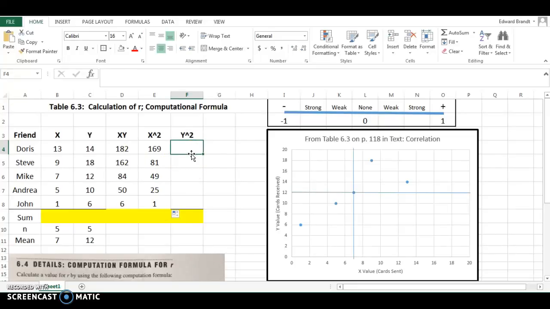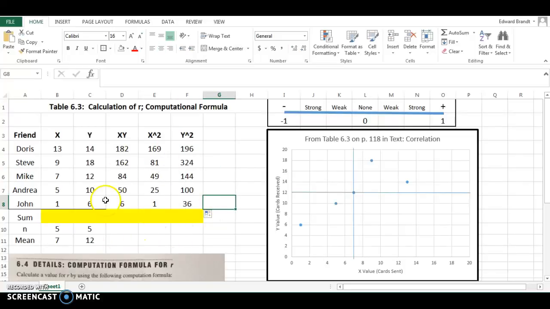I'm going to do the same thing for the y. Hit equals. It's the y value. Shift 6 for the caret, squared, and enter. I'm going to drag that down so it applies to those.